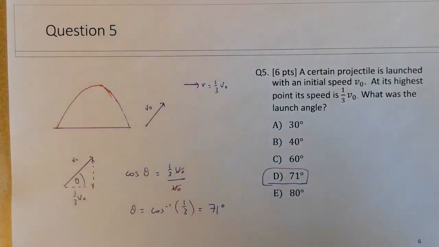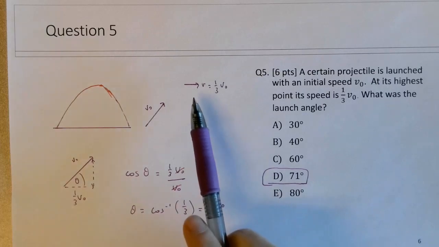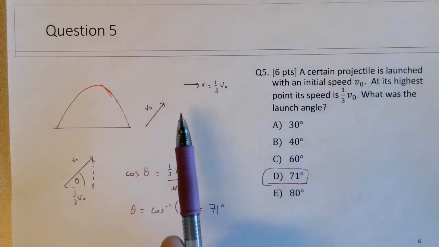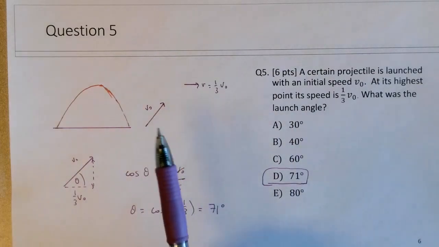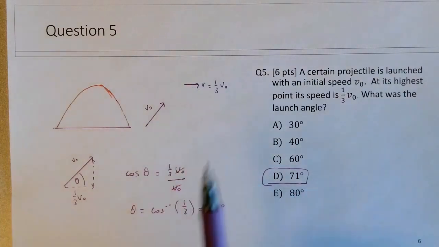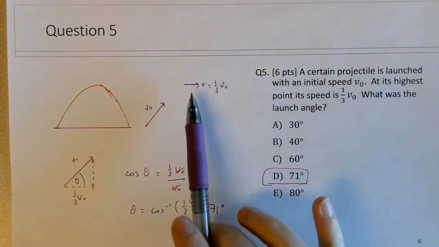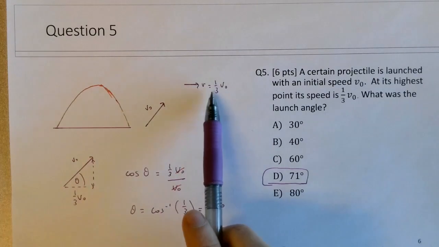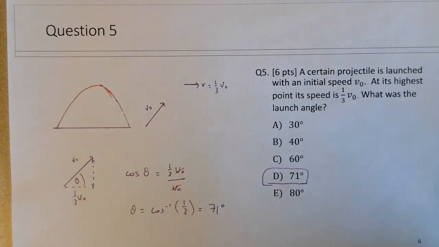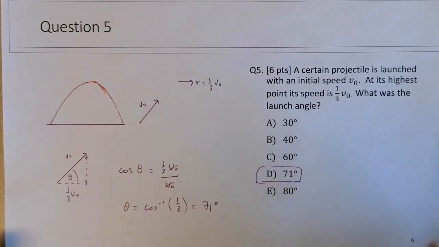And that's it. The question is based on the knowledge that at the highest point Vy is 0. That's a very important point to make. So at the highest point you only have the x velocity component at the very top, and that's constant throughout the motion for a projectile with no air resistance.